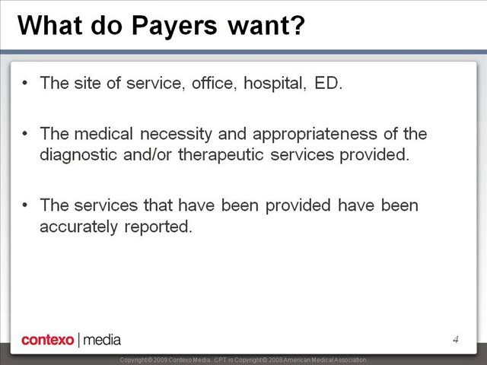Now, when we talk about payers and what they want when it comes to ICD-9, there are several things that they need from us. One of them is the site of service, whether it is in the office, the hospital, or the emergency department. And the medical necessity or the appropriateness of the diagnostic or therapeutic service that's provided is validated by the appropriate and correct ICD-9 code. The services that have been provided have been accurately reported, and that's what the payers are looking for to make sure that that happens correctly.